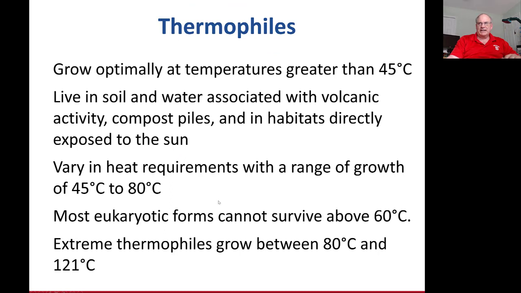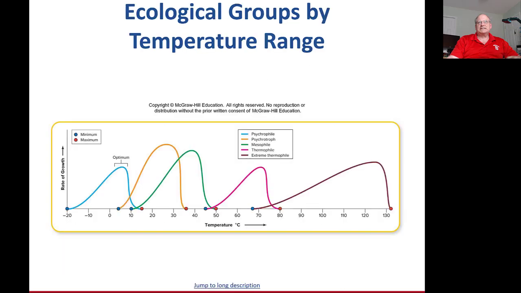Extreme thermophiles can grow between 80 and 121 degrees, like Thermus aquaticus, the strain that they use for PCR, or polymerase chain reaction. It grows at those high temperatures, and we take advantage of the DNA polymerase that can withstand higher temperatures. But as far as pathogens, we don't worry about the thermophiles.